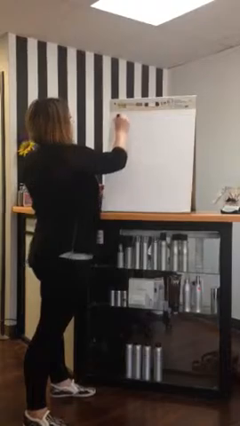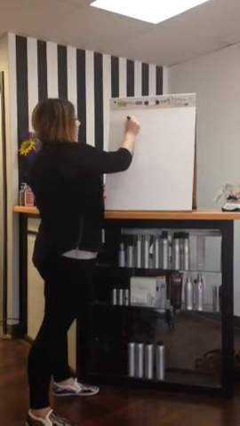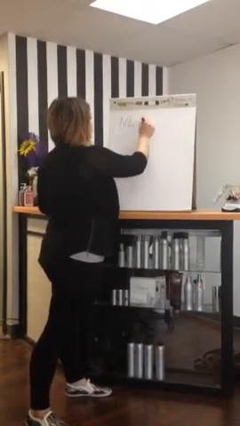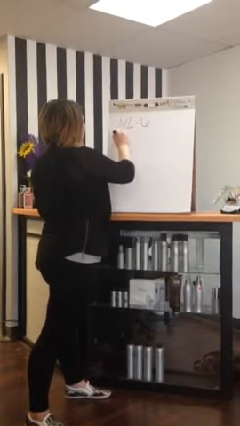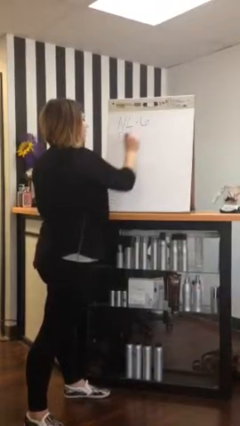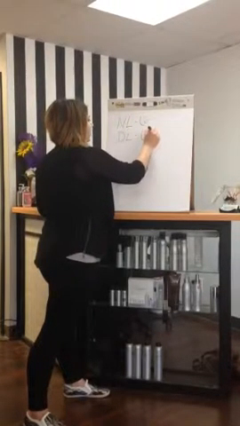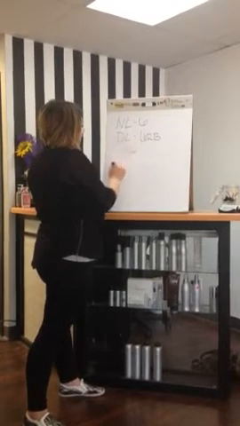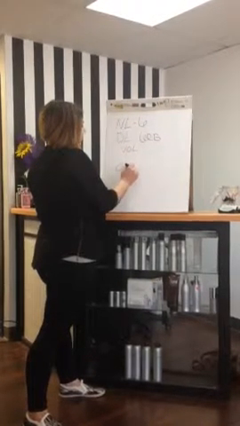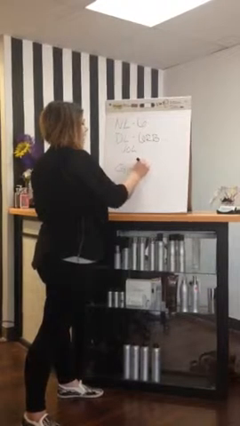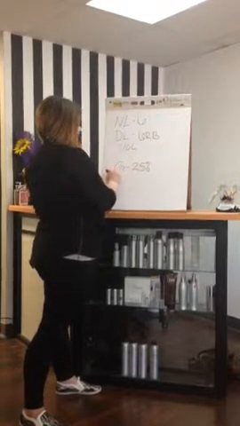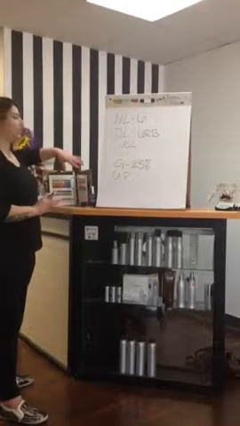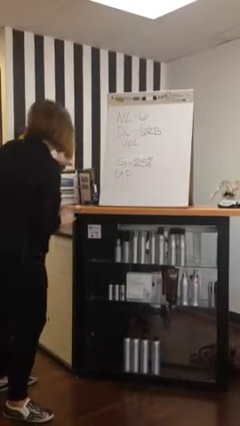Okay, so we're going to start out with the natural level of this client, which is a 6. And the desired level, desired tone of this client is 6RB, red-brown. The percentage of gray is 25%. And then the underlying pigment at a level 6, which we have on our nice little cheat sheet here, is gold orange.